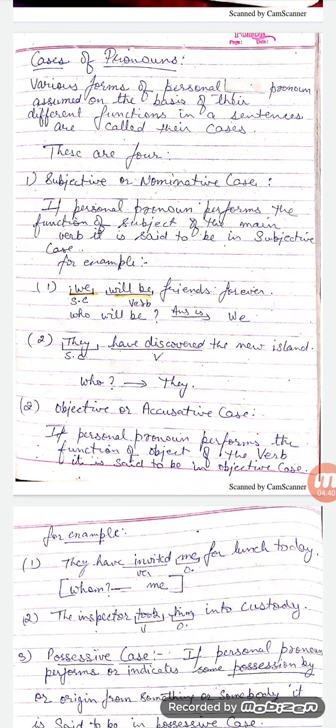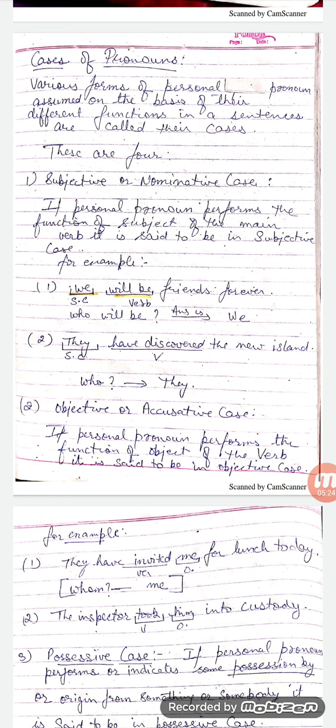First is subjective or nominative case. If a personal pronoun performs the function of the subject of the main verb, it is said to be in the subject case. For example, we will be friends forever. In this sentence, will be is the verb and we is the subjective case. That is, if we ask the question, who will be friends forever? The answer which we get is we. So this pronoun we is in the subjective or nominative case.